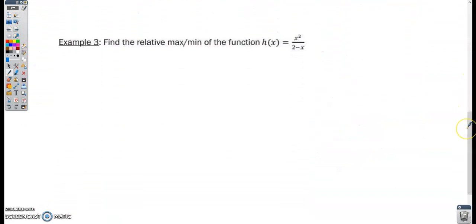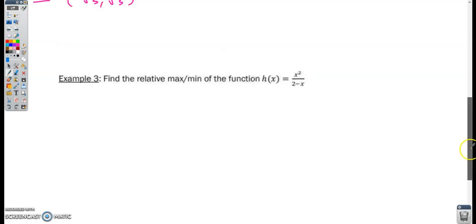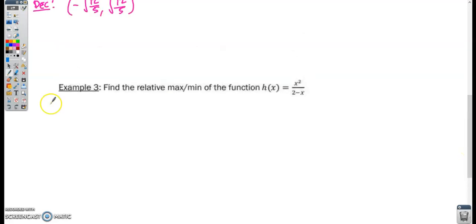Example 3, where we are supposed to find the relative maxima and minima of the function h of x equals x squared over the quantity 2 minus x. So the first thing I need to do in order to find my relative extrema is identify my critical points, and in order to do that I need the derivative. So that's where I'm going to start.